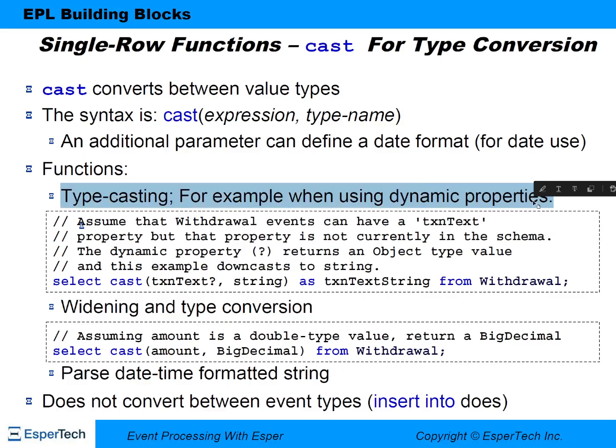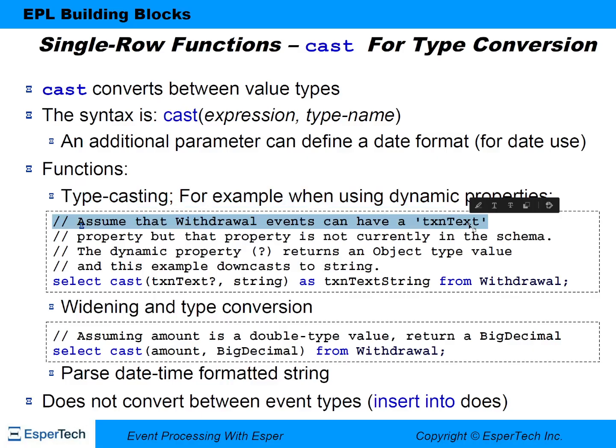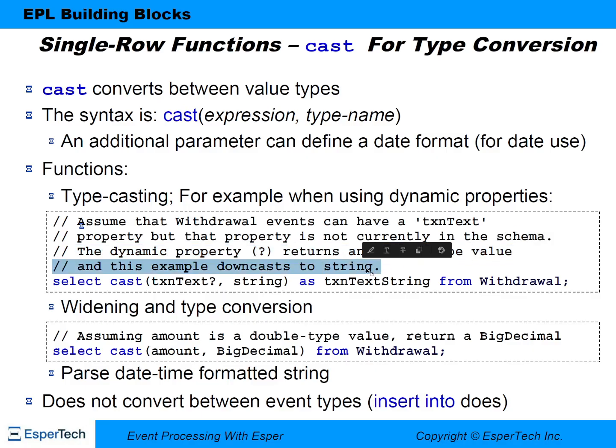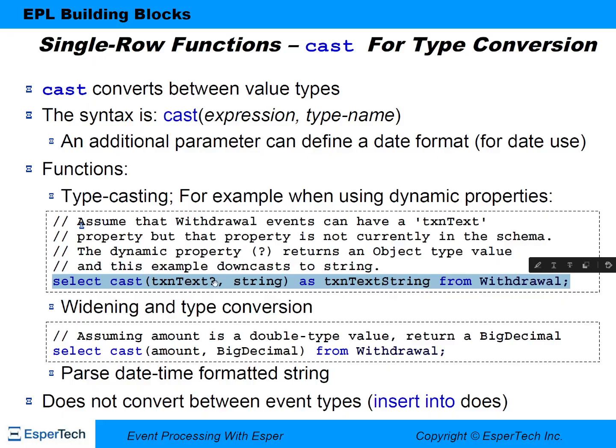Cast can typecast, also known as downcasting. For example, when using dynamic properties. Assume that withdrawal events can have a TXN text property but that property is not currently in the schema. The dynamic property, which has a question mark, returns an object type value. Dynamic properties had been discussed earlier. This example typecasts the value to a string type value. Select cast(TXN text?, string) as TXN text string from withdrawal.